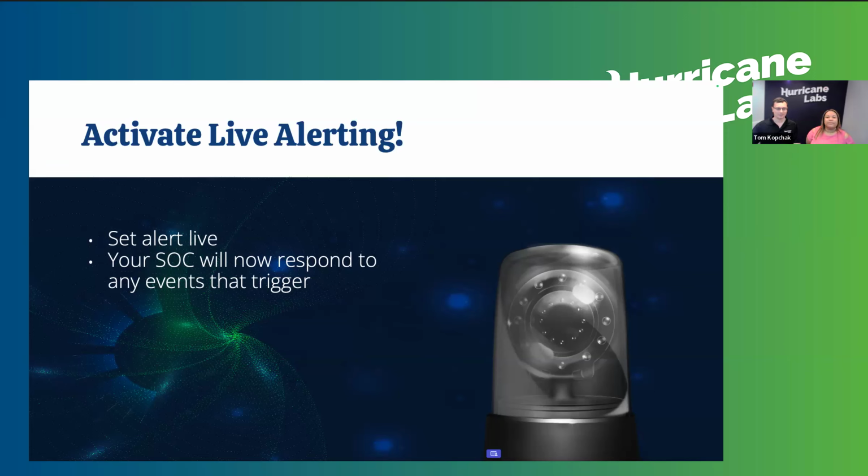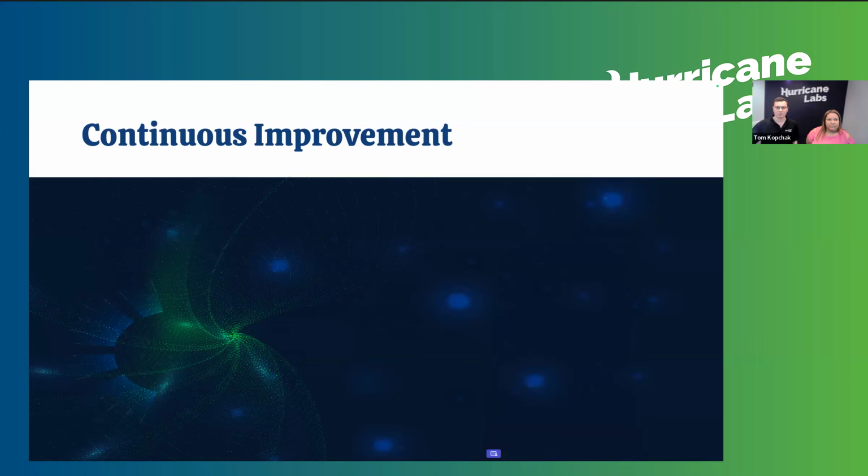And then finally, now that we have live alerting, everything looks great. We have our use case going. Alerts are being generated, bad things are being found. But that's not the end of the process because continuous improvement is going to be really important to ensure that you have a good life cycle of your alert and it maintains its relevancy and effectiveness over a long period of time. So you revisit that tuning cycle on a regular basis.